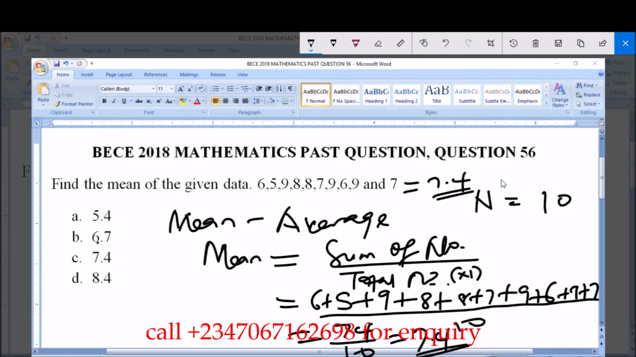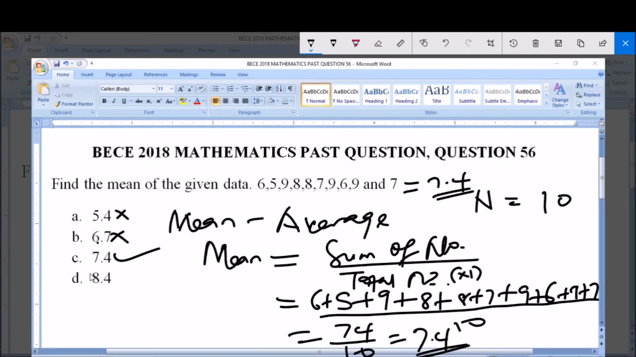7.4. Now from the options, option A says 5.4, which is wrong, B says 6.7, which is wrong, D says 8.4, which is wrong, and C says 7.4, which is correct. So the answer to this question is C, 7.4.